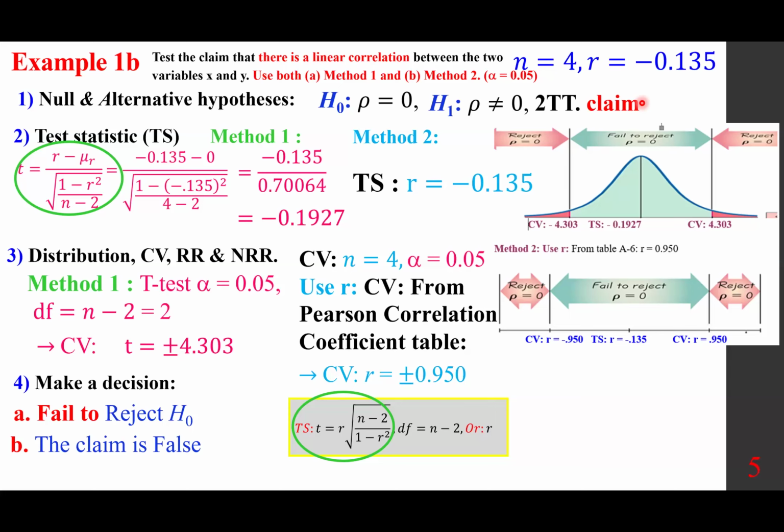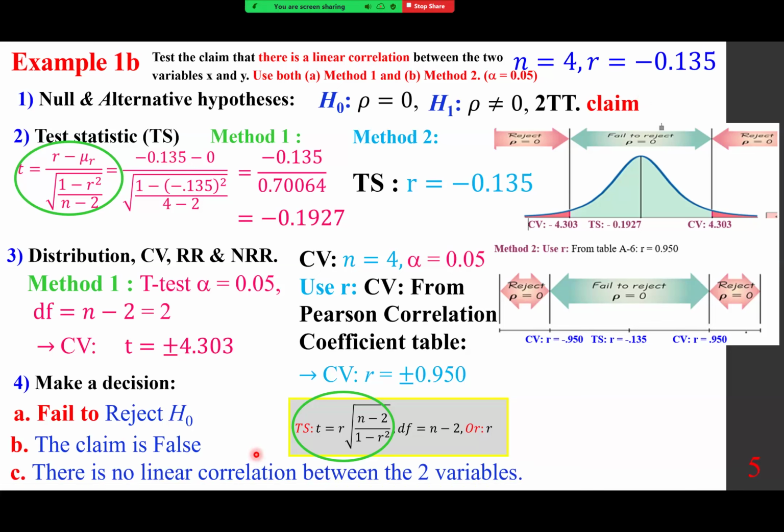And now we do the writing. There is no linear correlation between the two variables. So if you go for this one, no correlation. If you go for this one, there is a correlation.